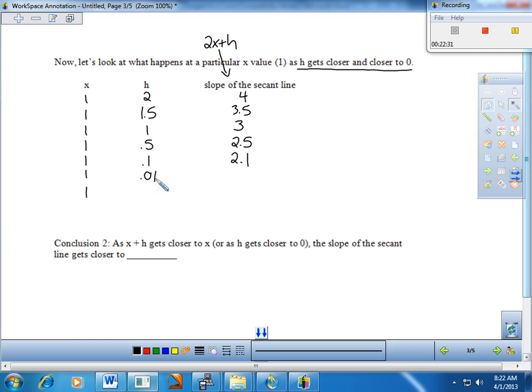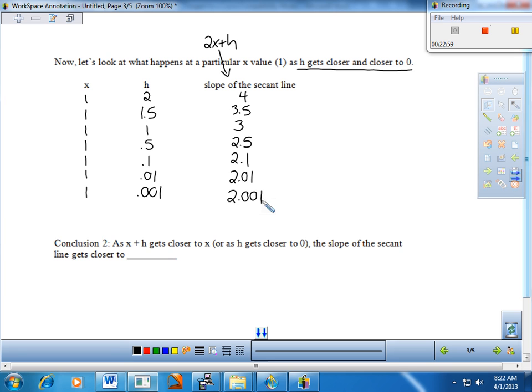All right, same deal, guys. 2 times 1 plus 0.01. That's it. There's your slope between the 2 points. What if h was 0.001, 1/1000th of a unit away? What would be the slope of the line between the 2 points? And you could see, hopefully, at this stage, that would be the slope.